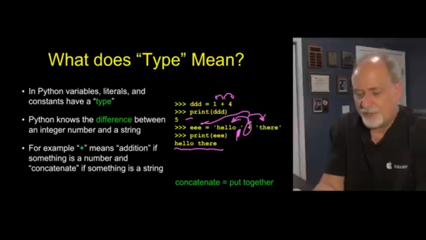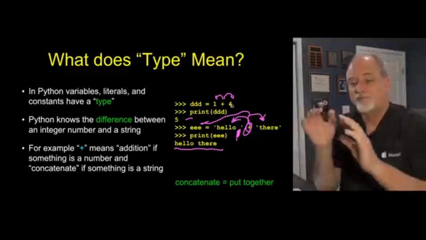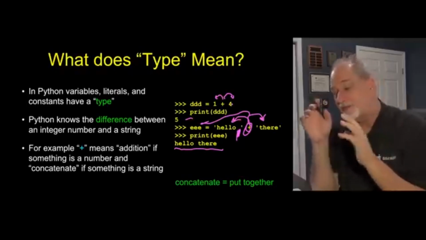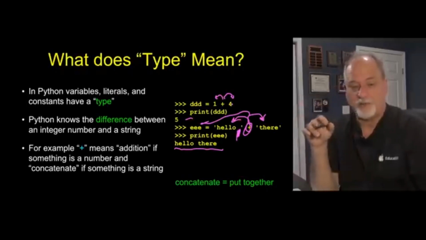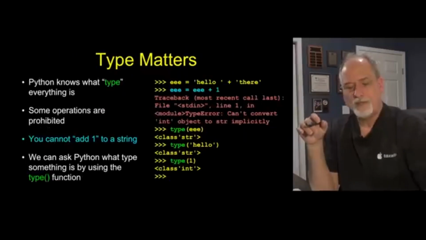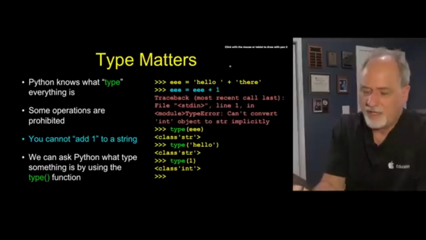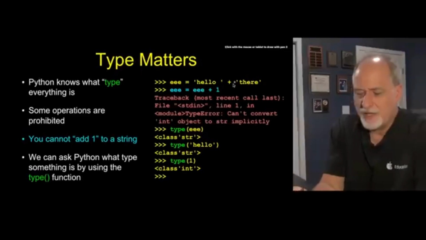And so these operators are kind of smart in that they kind of know what they're dealing with, and sometimes they will do one thing or another depending on the kinds of values, variables, or constants that they're working with. And so sometimes type can get us in trouble. So here we have EEE, which is hello there because we've concatenated these two strings together. And now we're adding 1.